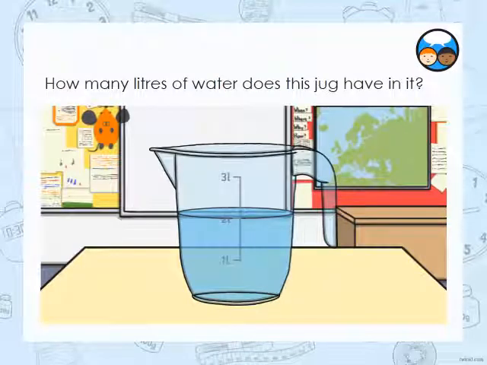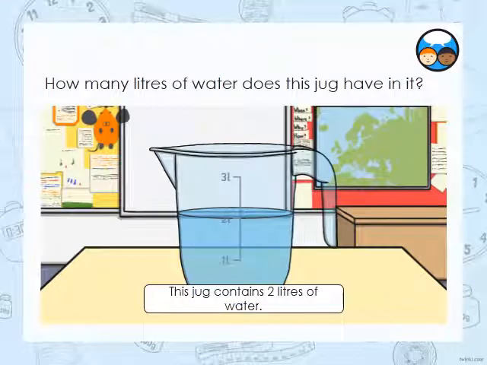Now we have an example. How many liters of water does this jug have in it? Now, look at these numbers on the jug. We have 1L, it means 1 liter, 2L, 2 liters, 3L, 3 liters. Look at the amount of the water. It stopped at which number? At number 2L. It means that we have 2 liters of water. This jug contains 2 liters of water.